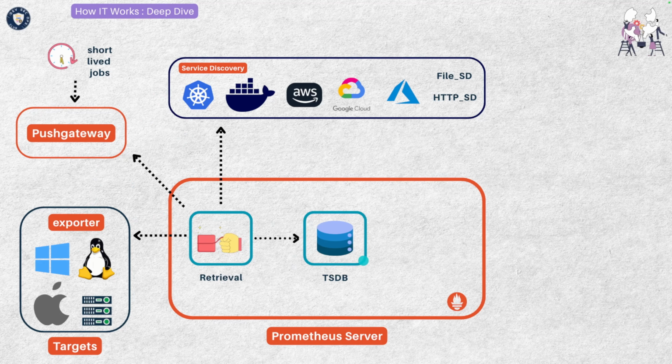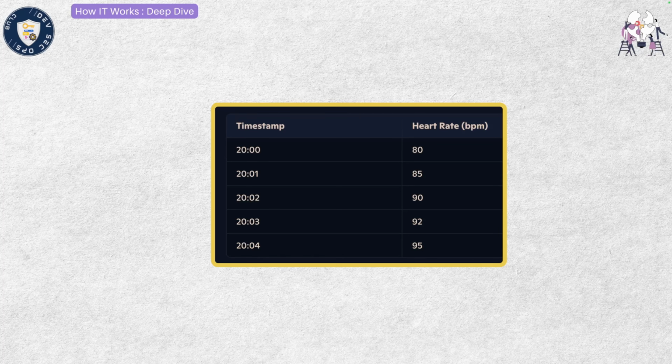Again, what is time series data? Time series data is simply data points collected over time, where each measurement has a timestamp. For example, a fitness tracker records someone's heart rate every minute while they are exercising. Each time the tracker saves the heart rate, it also notes the exact time that measurement was taken. Over time it builds up a set of data that looks like this.